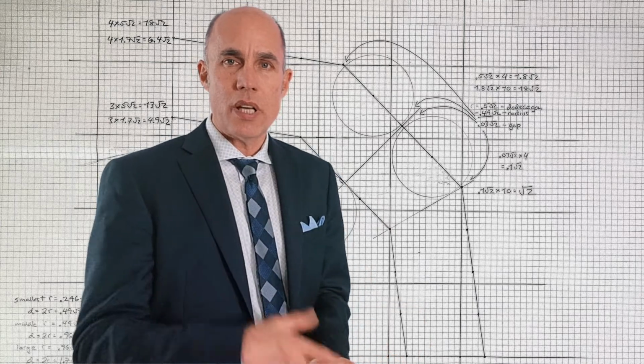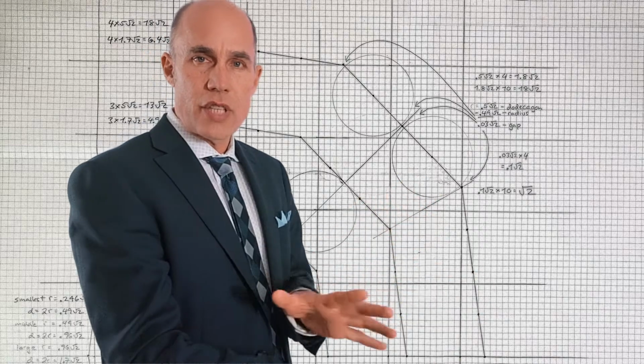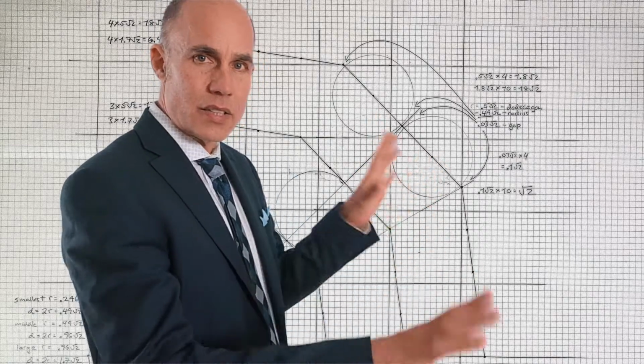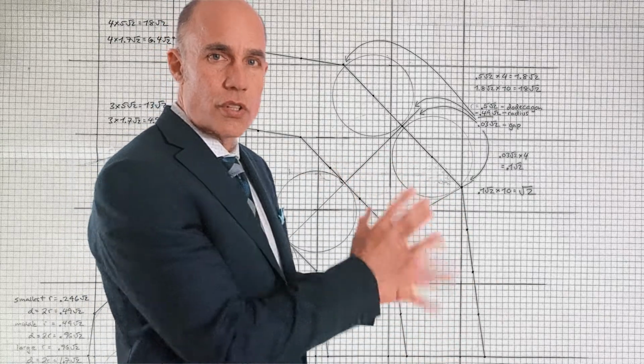So what I'm going to be doing in the next video is showing you how we do the same procedure for the other sections of dodecagon so that they're exactly in the same position to the 15 degree line as these circles are to the 45 degree line.